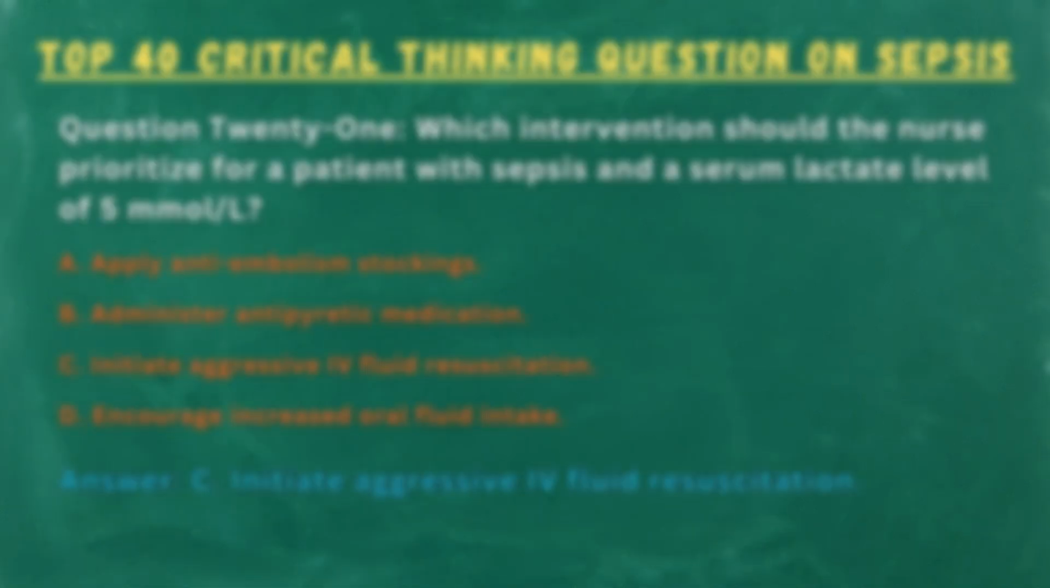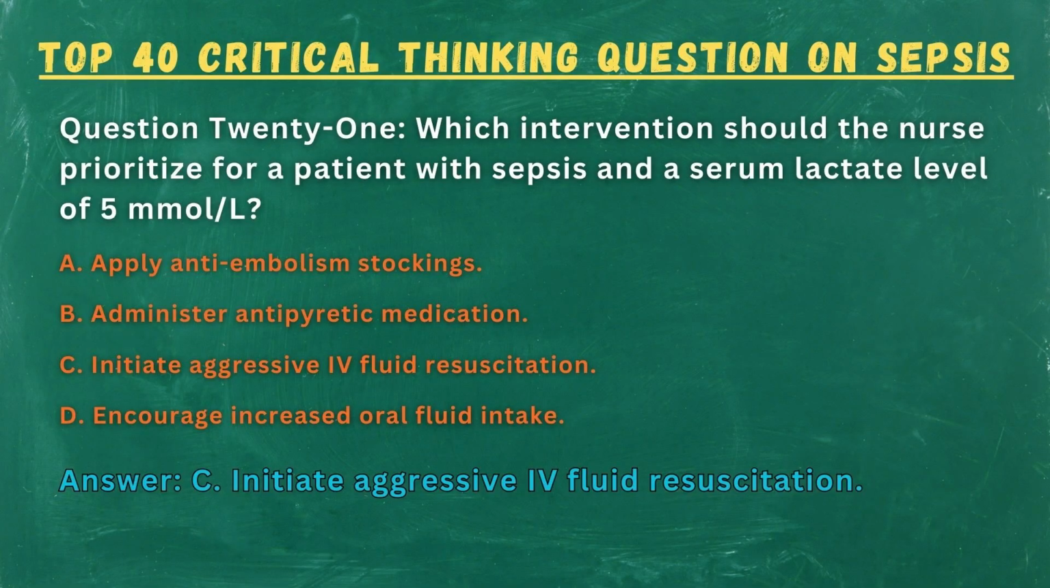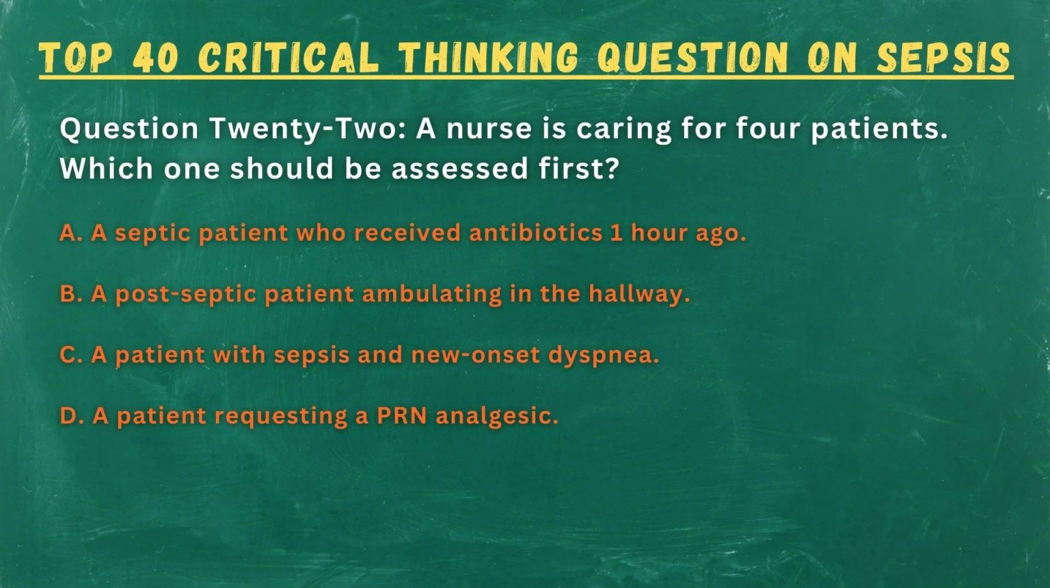Answer: C. Initiate aggressive fluid resuscitation. Question 22. A nurse is caring for 4 patients. Which one should be assessed first? A. A septic patient who received antibiotics 1 hour ago. B. A post-septic patient ambulating in the hallway. C. A patient with sepsis and new-onset dyspnea. D. A patient requesting a PRN analgesic.